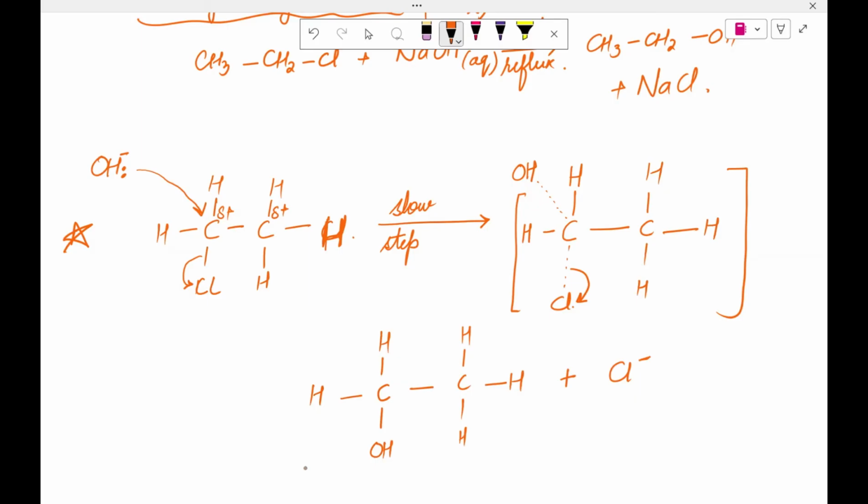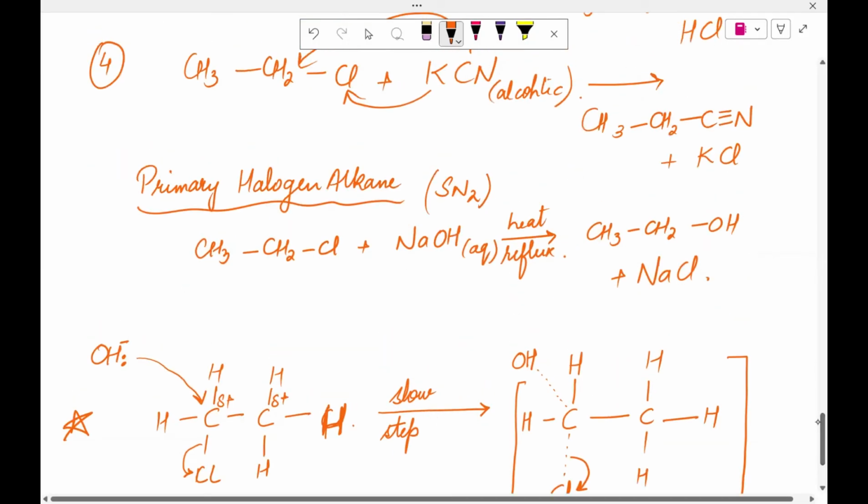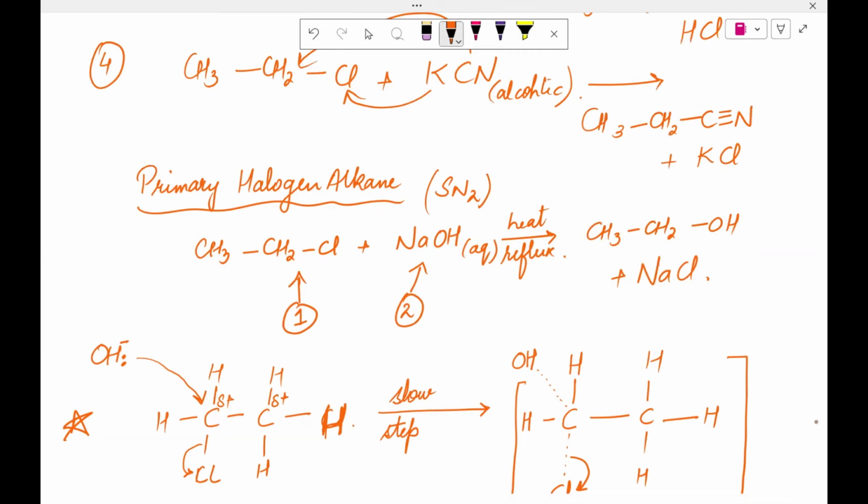So this is the mechanism that you have to show, and why are we calling this SN2 type? Because two molecules are involved in it. Two nucleophiles are involved in it. This is the first nucleophile and this is the second nucleophile. So they are going to be involved in this reaction. That is why we are saying that primary halogen alkane will undergo SN2 type of reaction.